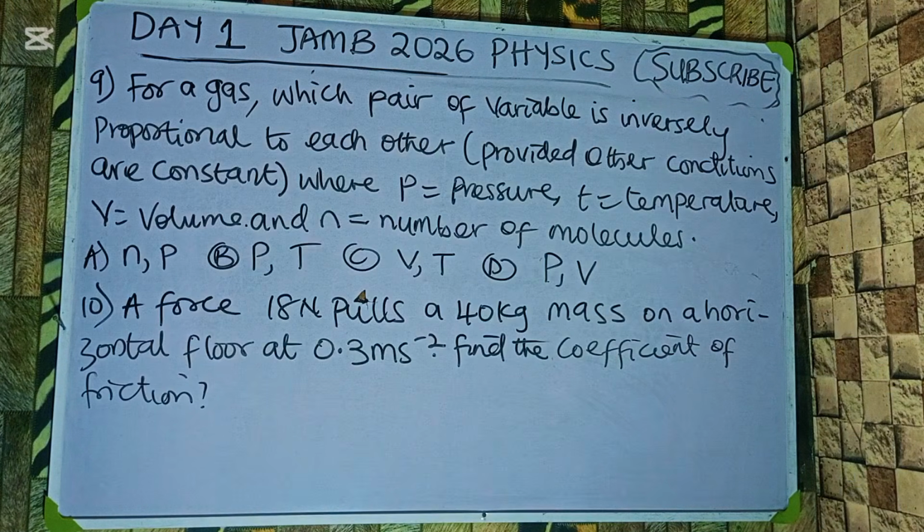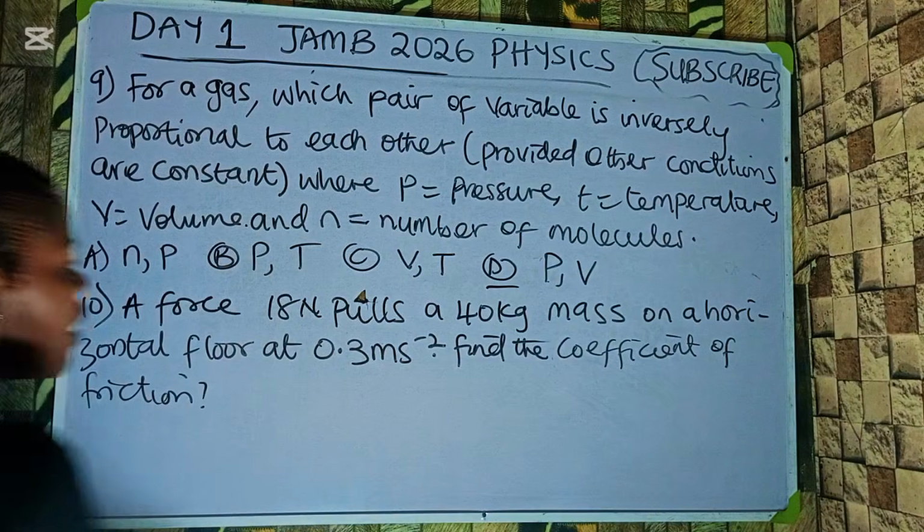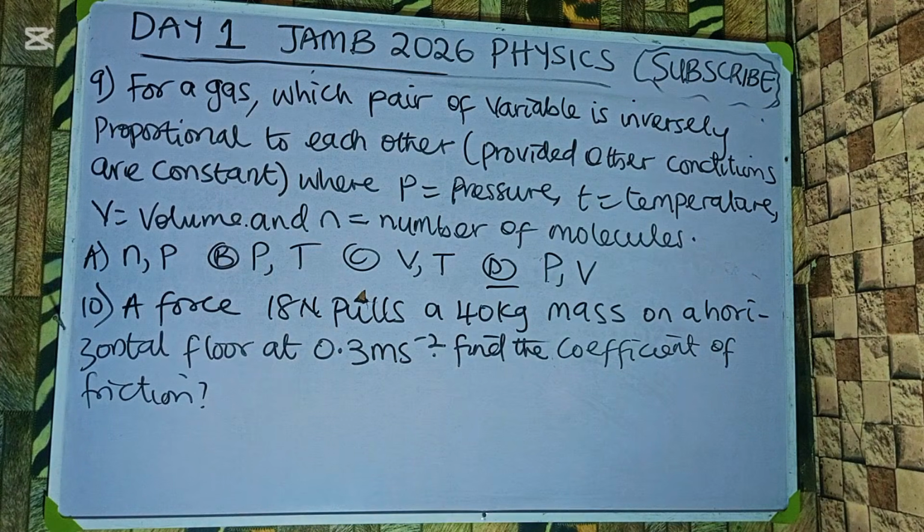Question 9. For a gas, which pair of variables is inversely proportional to each other, provided other conditions are constant? Where P equals pressure, T equals temperature, V equals volume, and N equals number of molecules. So you have the following options. So in these variables, the pair that is inversely proportional to each other is Boyle's law, which is P and V.